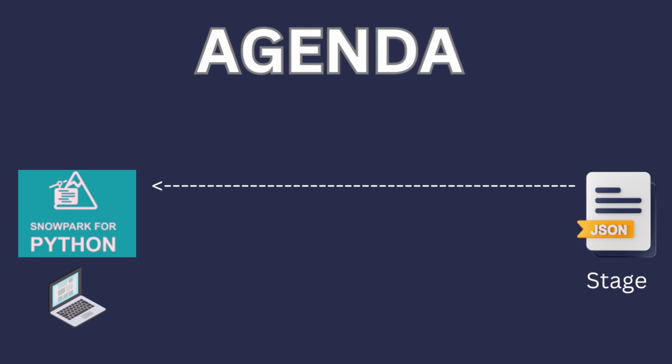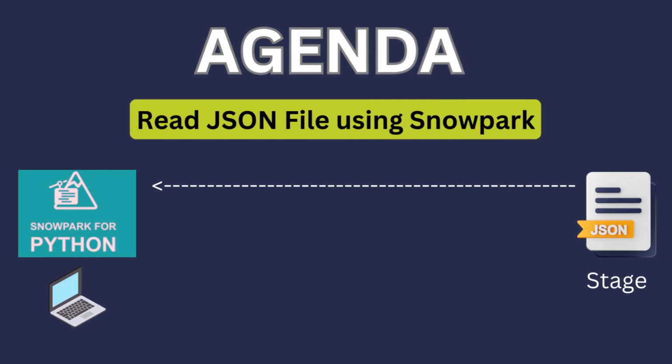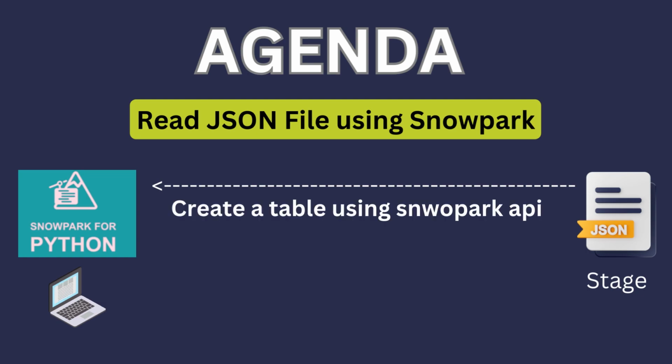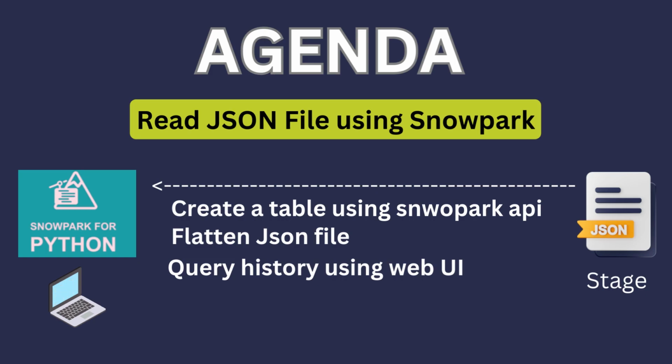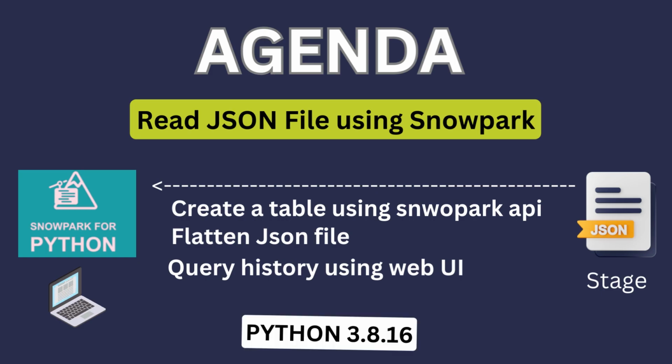Today we will explore how to read the JSON file from the staging location and create a table using the Snowpark API. So we will discuss how to read the JSON file using the Snowpark read function and how to flatten the JSON file. We will also see how to query the history using the web UI. So let's jump into PyCharm, where I am using Python version 3.8.16.